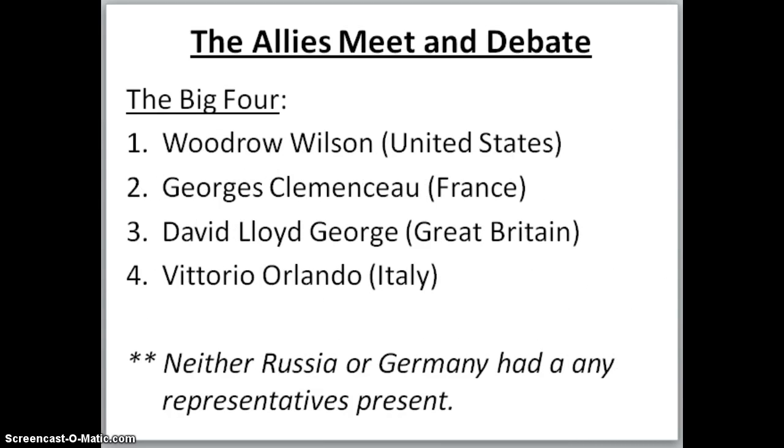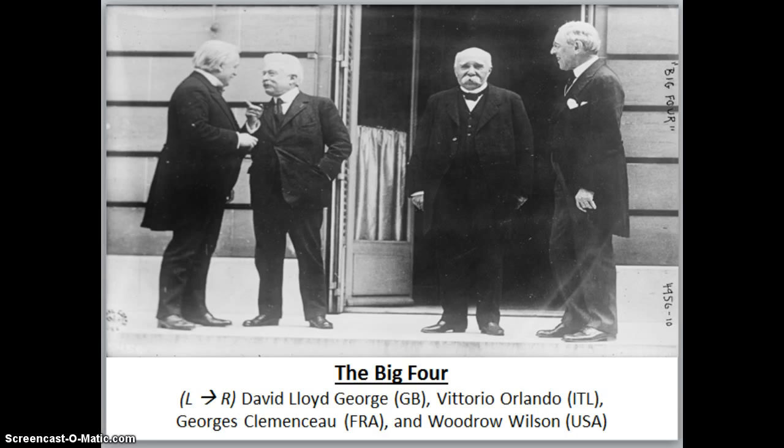So the Allies, they meet and debate. We're going to have the Big Four. We're going to have Woodrow Wilson of the United States, George Clemenceau of France, David Lloyd George of Great Britain, and Vittorio Orlando of Italy. Neither Russia nor Germany had a representative present. So here's a photograph of the Big Four. From left to right, we have David Lloyd George of Great Britain, Vittorio Orlando of Italy, George Clemenceau of France, and Woodrow Wilson of the United States of America.